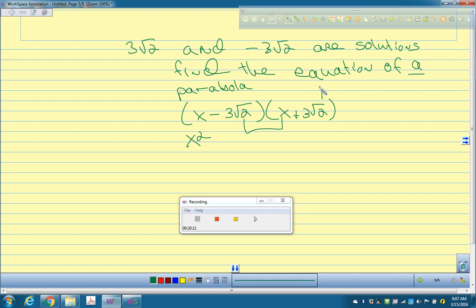What happens to this term and this term right there? Those disappear, right? And you end up with negative, this times this, what's negative 3 times positive 3? Negative 9. What's root of 2 times root of 2? What's root of 4? 2. And so that's equal to x squared minus 18 equals 0. That is the equation of a parabola that would have these two things as its solutions.